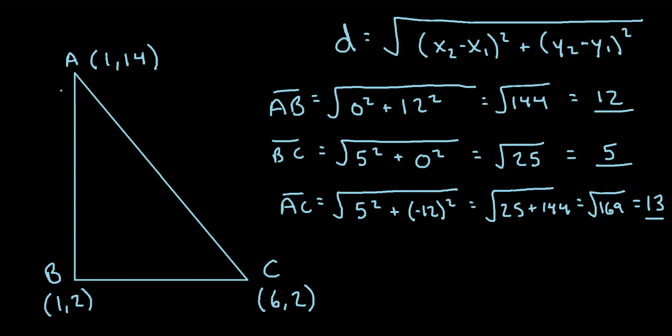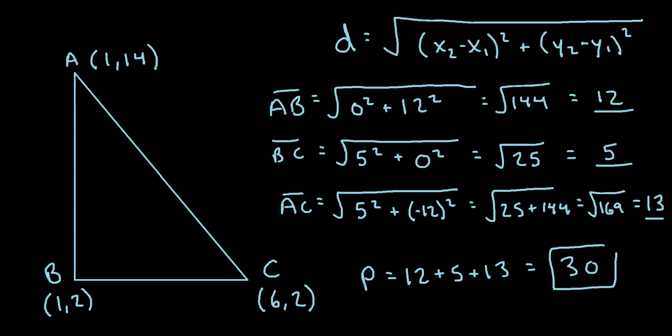So we have found each of the three side lengths of the triangle, so all we have to do to find the perimeter is add these three values together. So we'll say the perimeter is 12 plus 5 plus 13. So 12 plus 5 is 17, plus 13 is 30. So the perimeter of this triangle is 30. If you wanted, you could say 30 units.